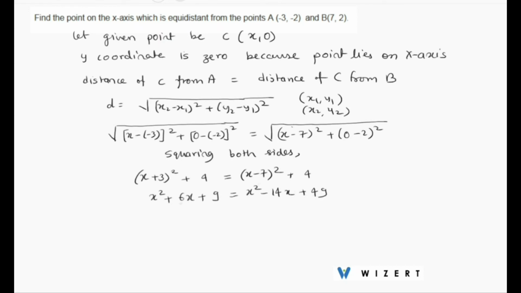So now x square gets cancelled, and let's take this 14x over to this side and 9 over to this side. So we are left with 14x plus 6x equal to 49 minus 9. So we have 20x equal to 40. Therefore x is equal to 2. So we get the value of x as 2. Therefore the given point will be C (2, 0). This is the answer.